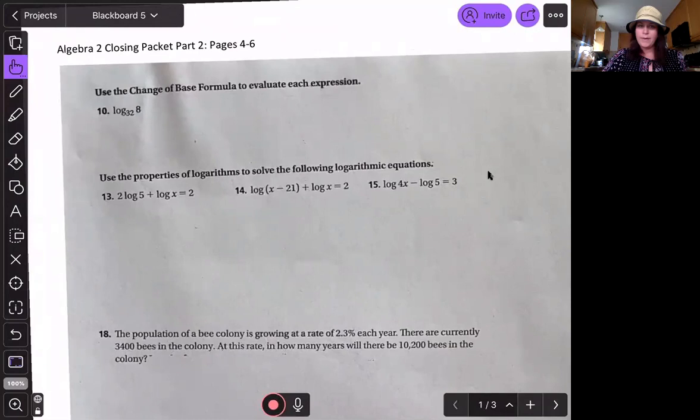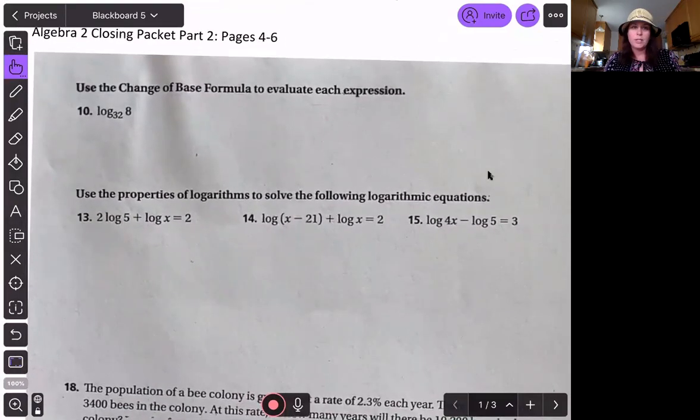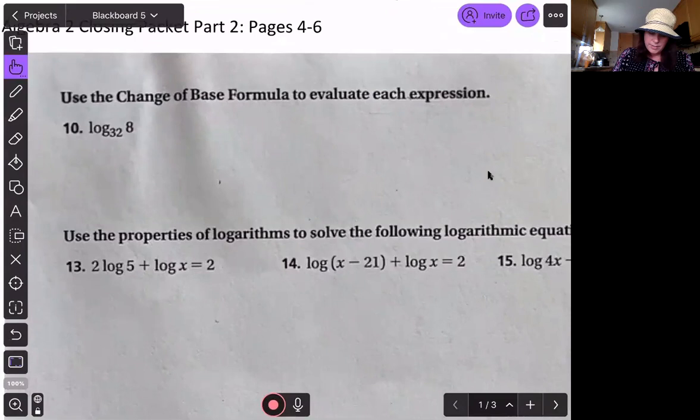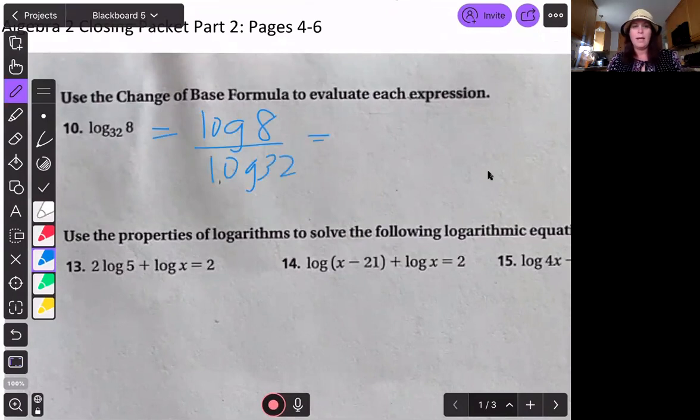We're going to do pages 4, 5, and 6 today, and we're going to continue with logs for right now. It says here to use the change of base formula to evaluate each expression. For this one, we could do this 2 ways actually. The change of base formula says we need to do log of 8 divided by log of 32. And we can get our calculator and punch that in.